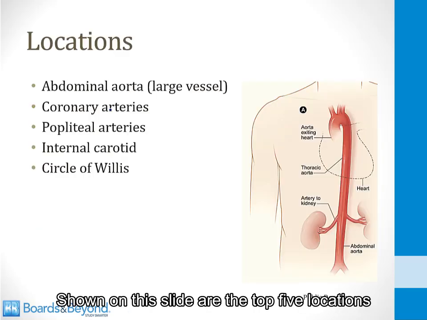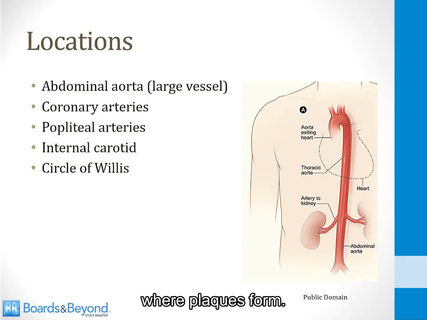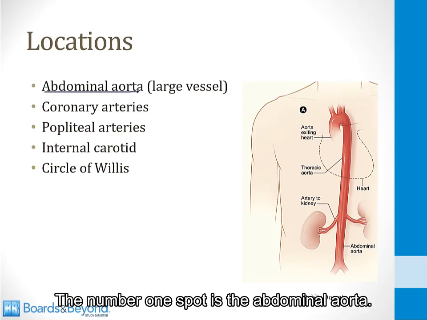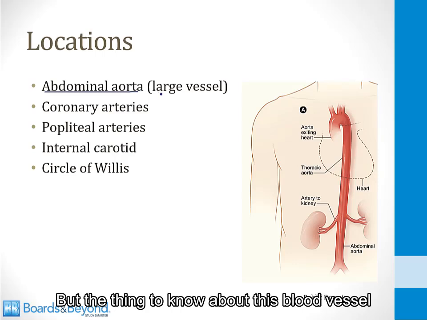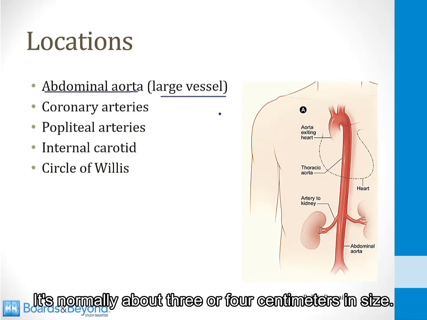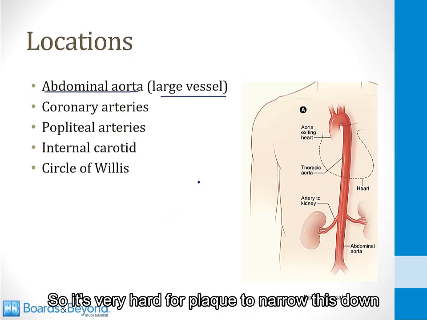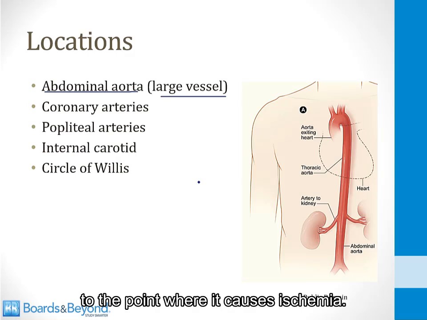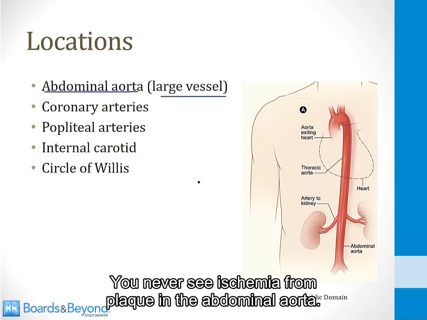Shown on this slide are the top 5 locations where plaques form. The number 1 spot is the abdominal aorta. But the thing to know about this blood vessel is it's very large. It's normally about 3 or 4 centimeters in size. So it's very hard for plaque to narrow this down to the point where it causes ischemia. You never see ischemia from plaque in the abdominal aorta.